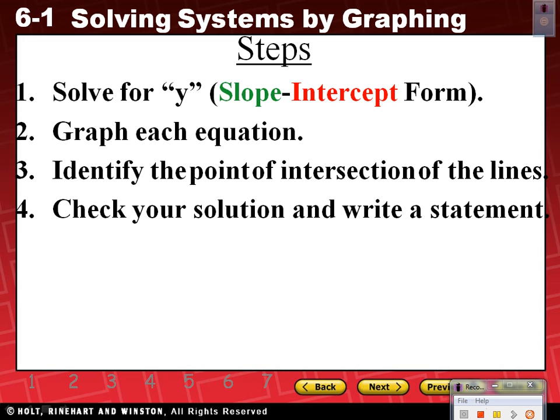Step 1, solve for y. Step 2, graph your equations. Step 3, identify the point of intersection of the lines. Step 4, check your solution and write a statement.